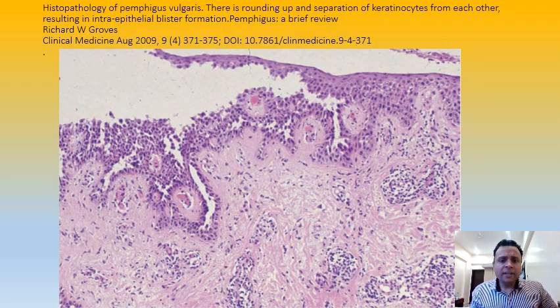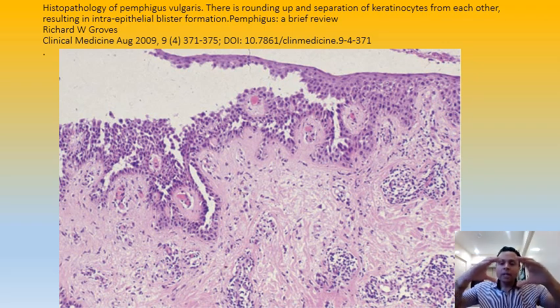You can see the clefting here, and you can also see the rounding up and separation of keratinocytes from each other. Obviously, when the keratin intermediate filament, which is maintaining the shape of the cell, suddenly clumps, the tonofilament clumping happens, what will happen? The cell will become rounded up.